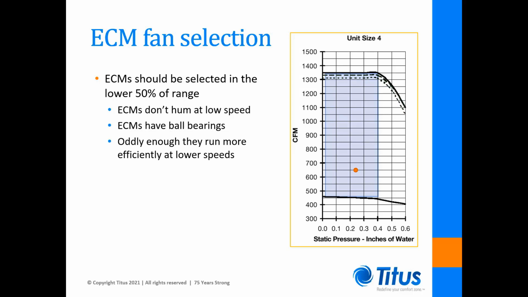The newer electronically commutated motors, or ECMs, are a whole different game. I try to select ECMs in the bottom 50% of their operating range. Since they always run cool and they don't hum, they have no problem operating safely at lower speeds. By reducing the operating speed, we can reduce the sound level while maximizing the efficiency of these motors. Although ECMs have a minimum efficiency of 70 to 80% depending on who you talk to, they can actually achieve efficiencies in excess of 90% when operating at low speeds.